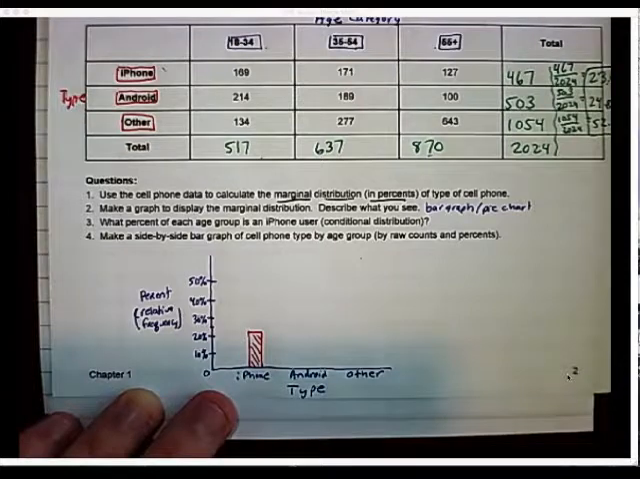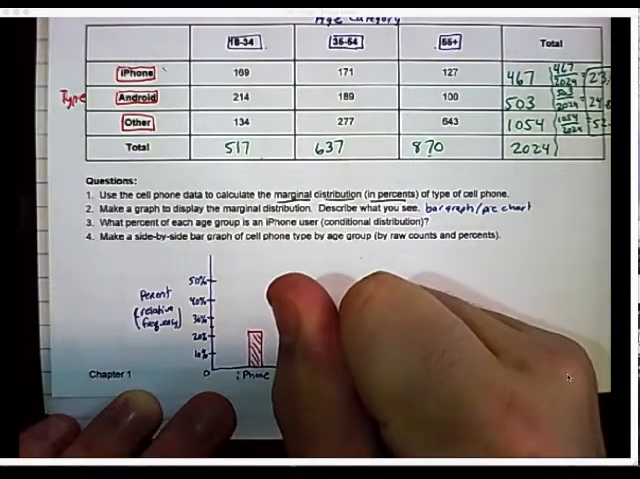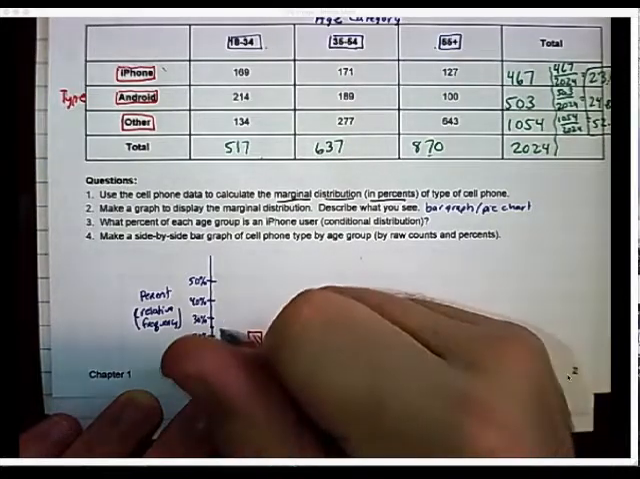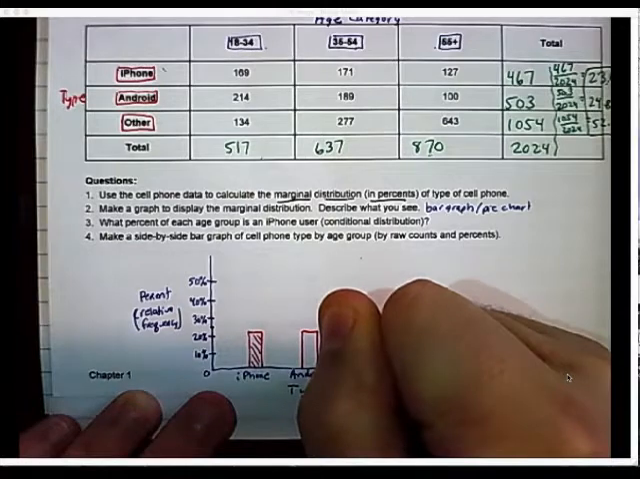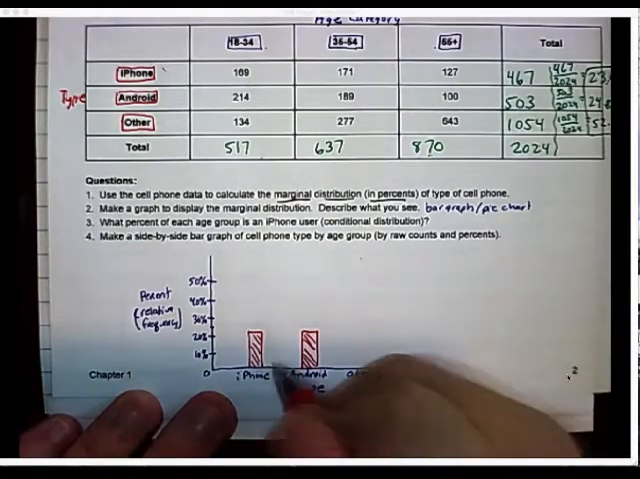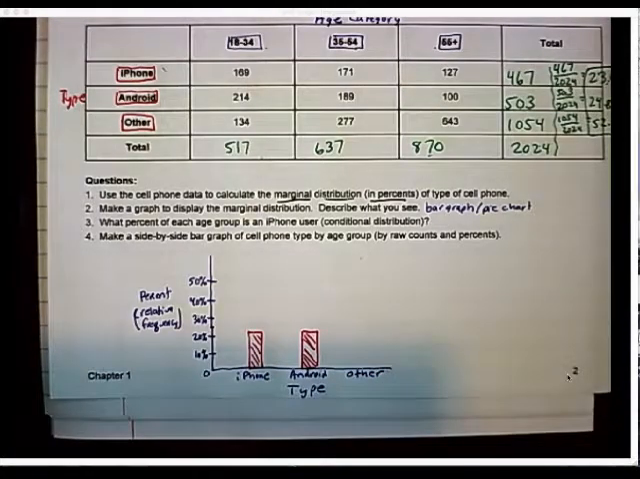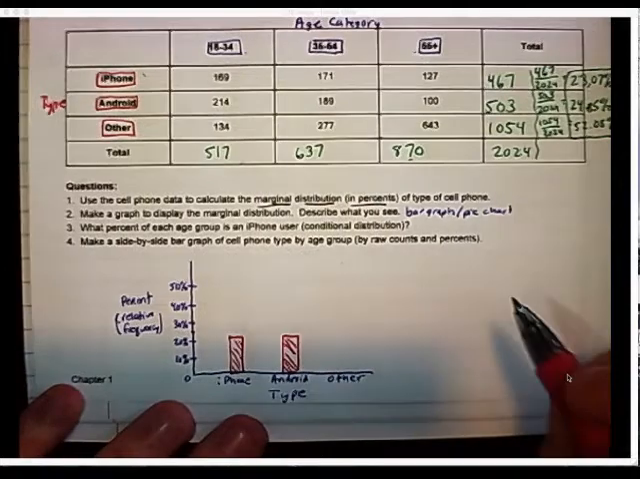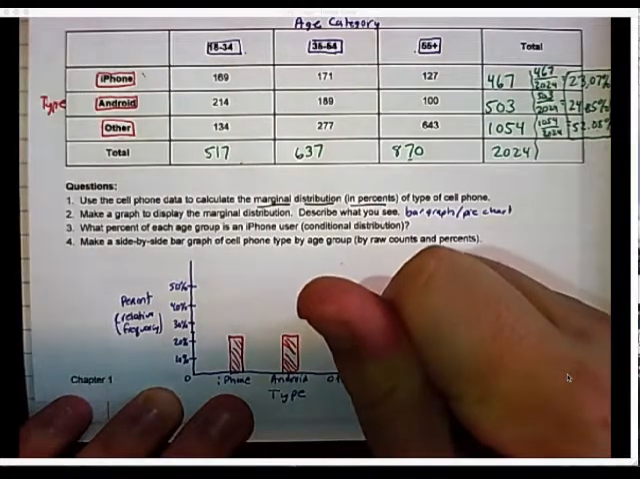Android is 24.85, so a little bit higher, okay, a little bit higher than iPhone, but not by much. Okay, and the bars should all be the same thickness, okay, so the same width. And then the other is 52.08. It's going to be a little bit above the 50 mark.